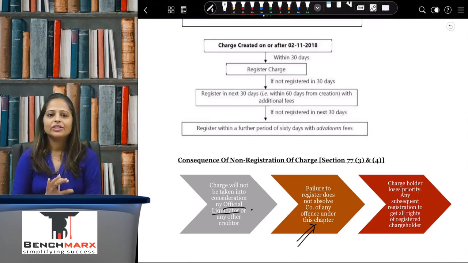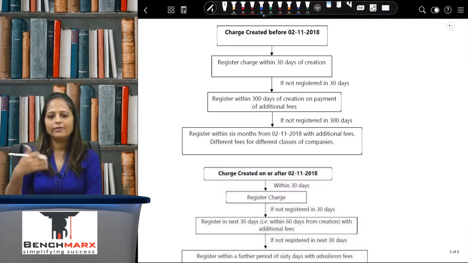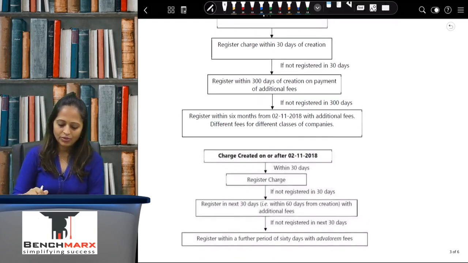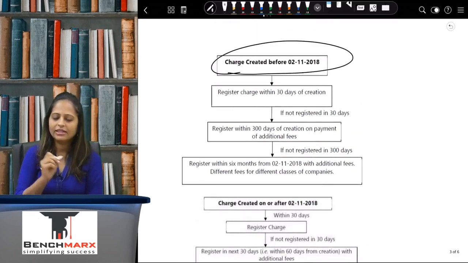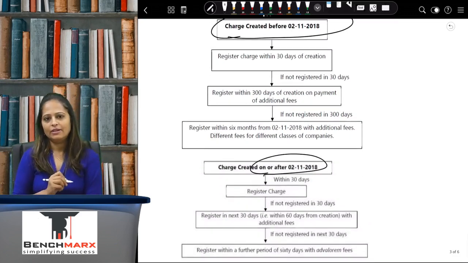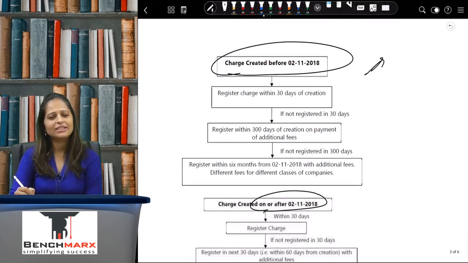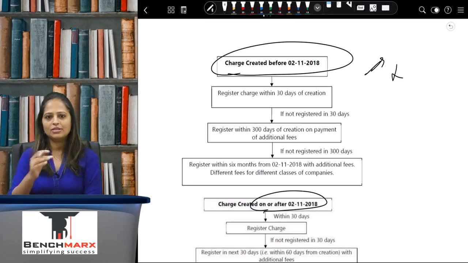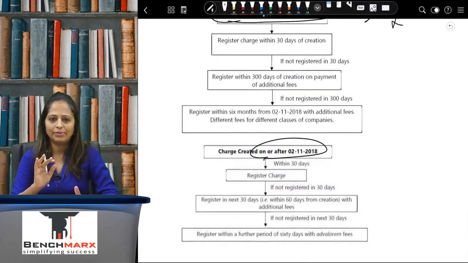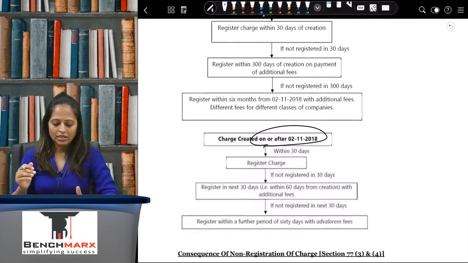Now I have to register within a period of 30 days. If I am unable to do that for whatever reason, say COVID happened or something else, and I could not do it, then the government gives me some extra time. Here, if you see, there are two things: one is a charge created before 2nd November 2018, and another is on or after 2nd November 2018. This has been asked in your examination, but now we are in 2022 and this is not really relevant because the transition has already happened. It is there in your module but no longer applicable, no longer relevant, I would say.